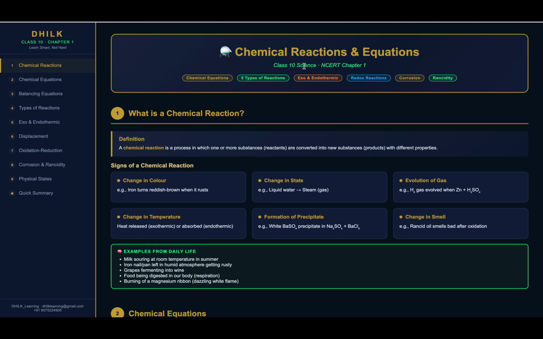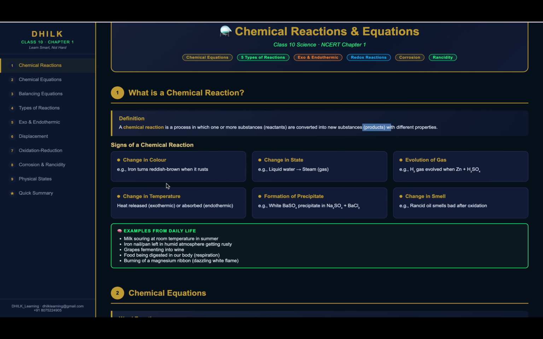The very first thing you need to understand is: what is a chemical reaction? In our daily life we see so many things happening around us. Iron gets rusted, milk becomes sour, a piece of paper burns and turns to ash. All of these are chemical reactions. So what is a chemical reaction? A chemical reaction is a process in which one or more substances, which we call reactants, get transformed into one or more new substances, which we call products. The substances that take part in the reaction are called reactants, and the new substances that are formed are called products.